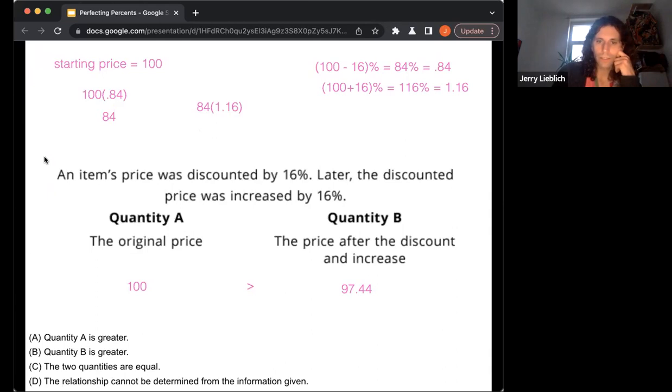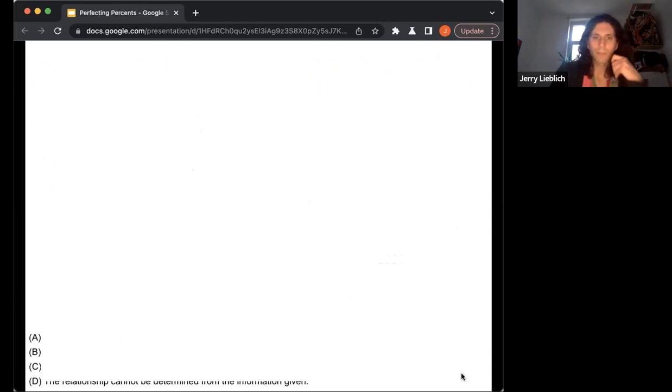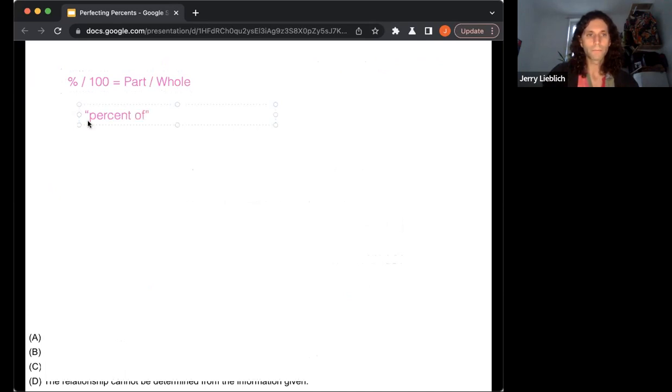Great. So to recap, percent over 100 is the part over the whole. We use this for percent of. For percent change, we have the change over the original times 100% equals our percent change. Knowing the original comes after that.